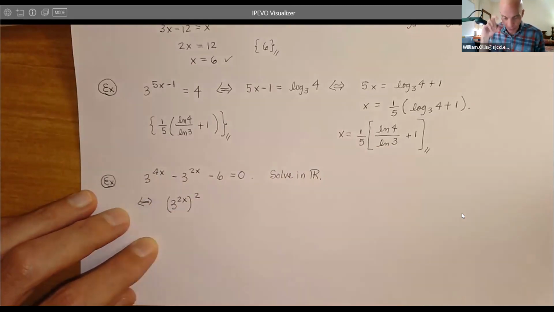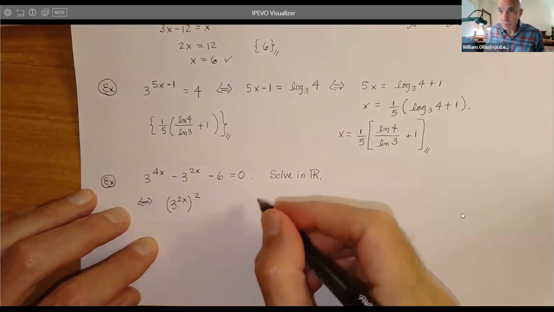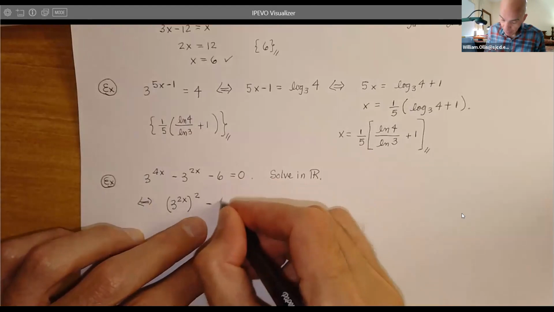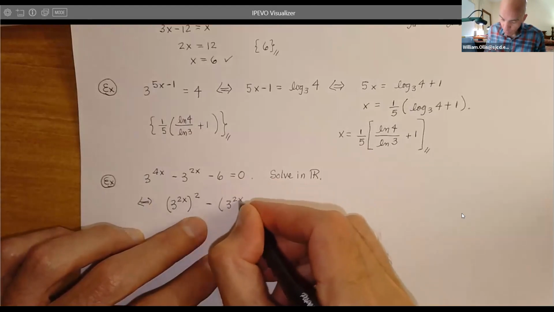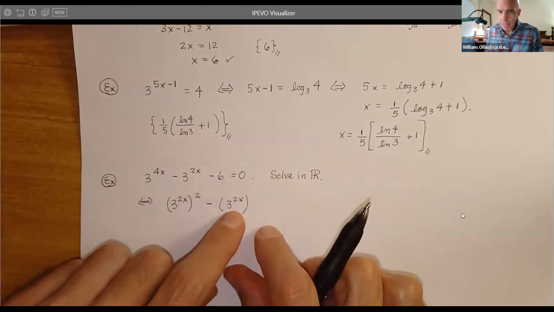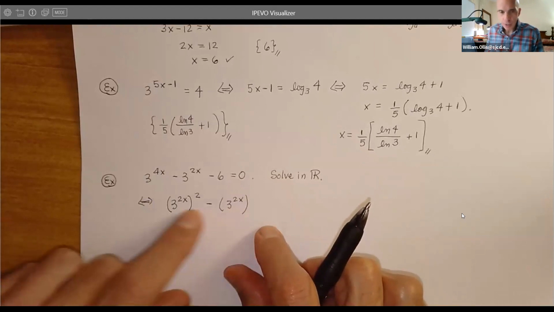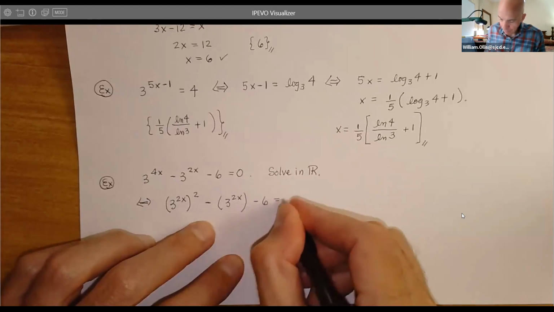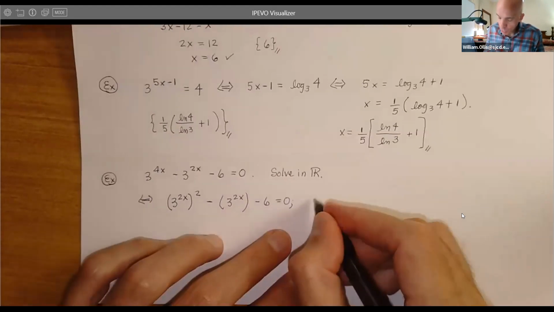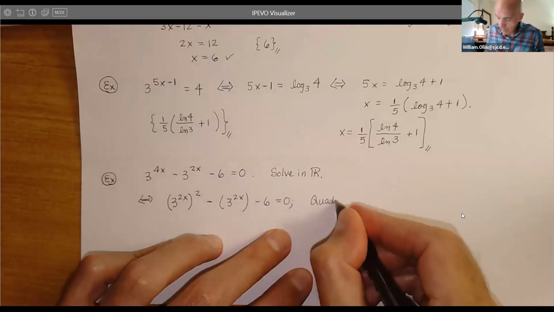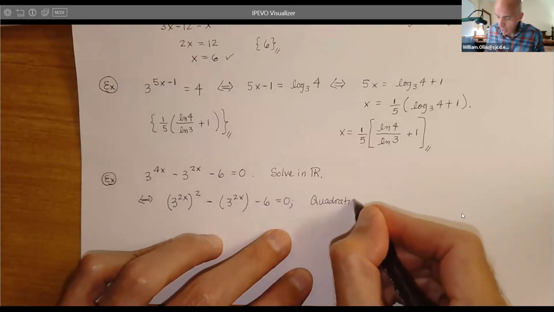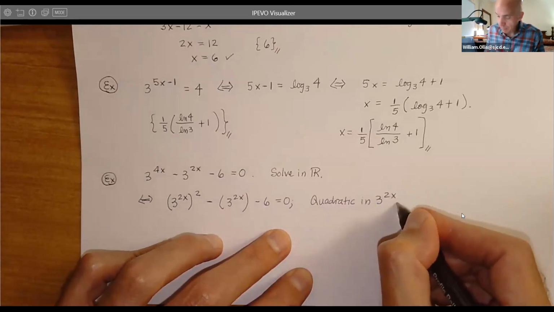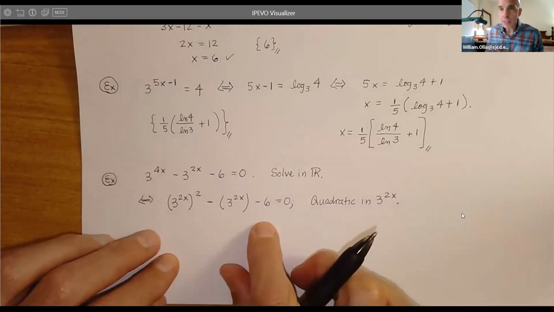And of course, this one will even factor. So this is lucky. And then we have minus 3 to the 2x. So I'm using parentheses so you can easily see here's the non-squared term and here's the squared term. And then we have the constant term. So we say this is quadratic. And this occurs a lot in calculus. Quadratic in 3 to the 2x. So this is a quadratic equation.